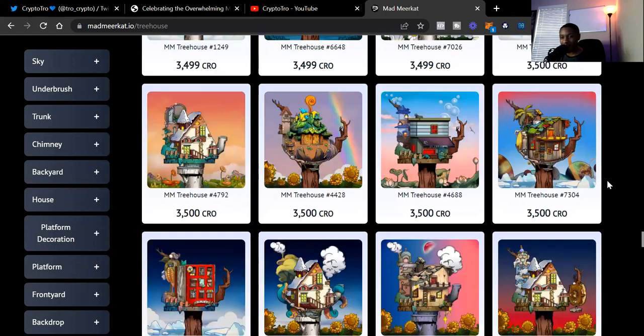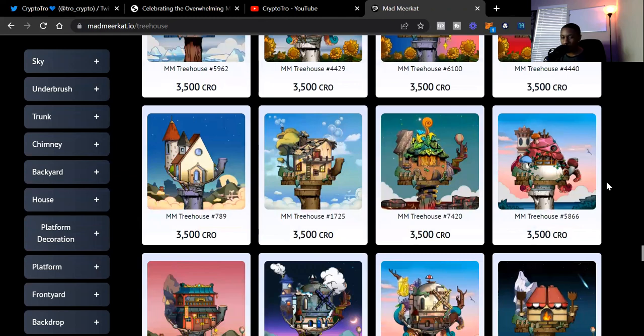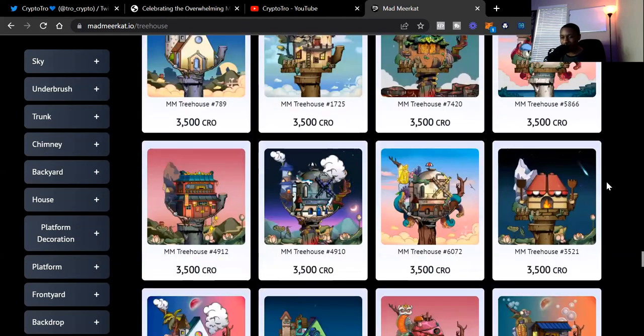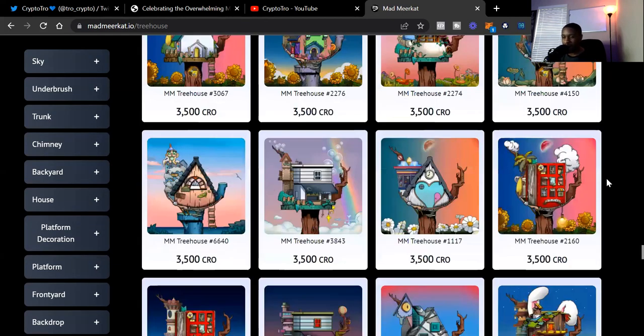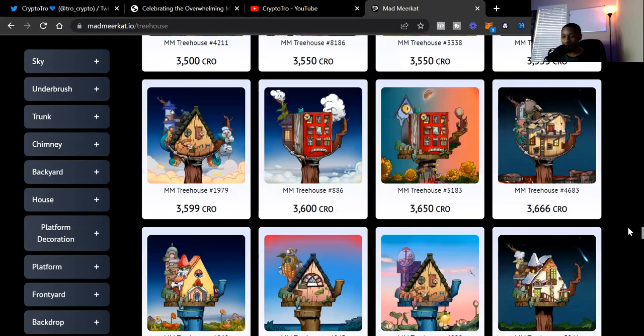But we see all of these different treehouses, man. Just a lot of different treehouses. I might scoop one more up. I don't know. It just depends, the floor price is going to continue to go up. So I need to make a decision ASAP.